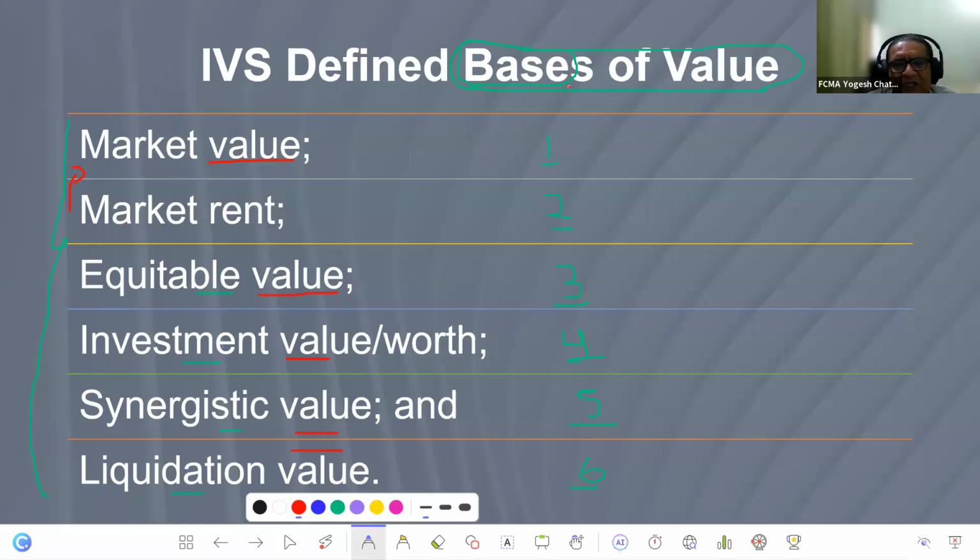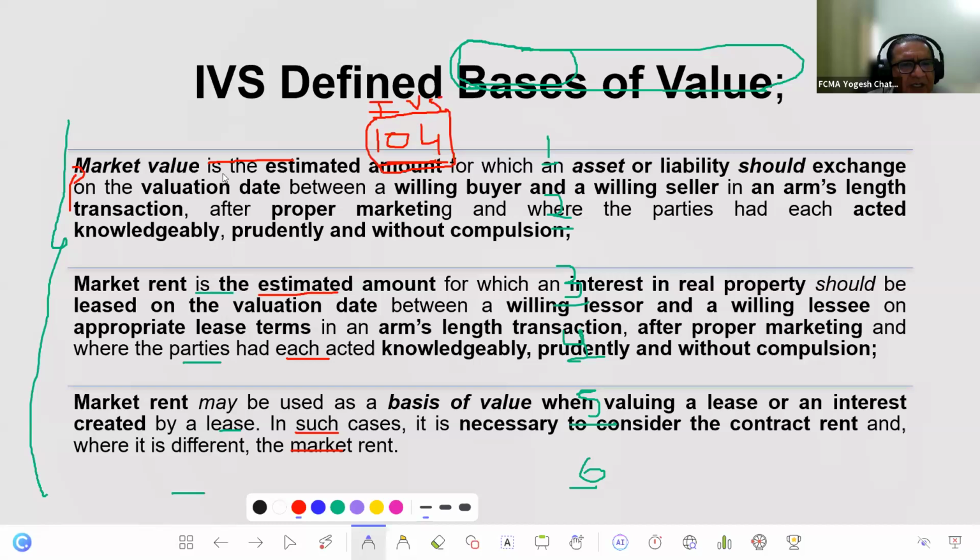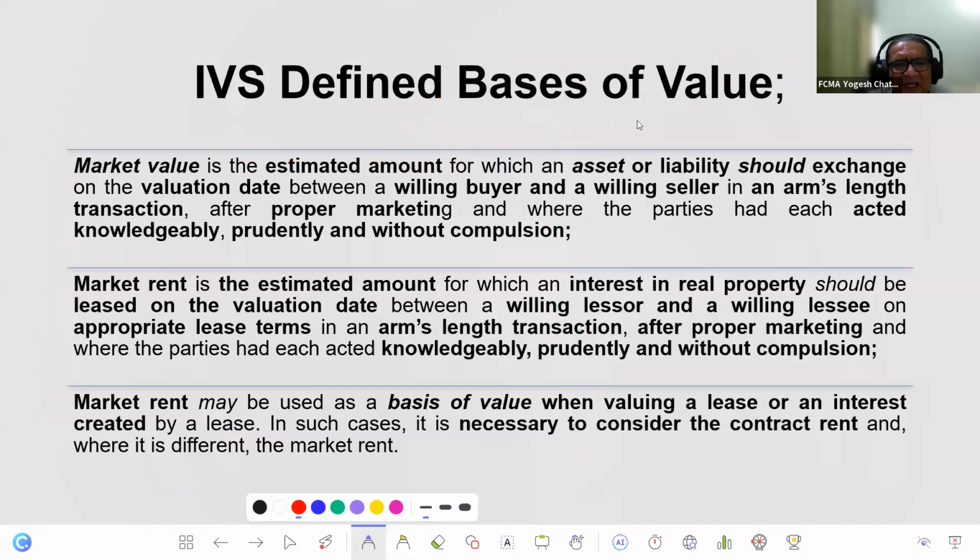the basis of value or standard of value, which we get in IVS 104. As per the current version of IVS, guidance on basis of value, standard of value, and premise of value is provided under IVS 104. So that is very important. Now, briefly, we will go through it. All this has a very wide coverage.